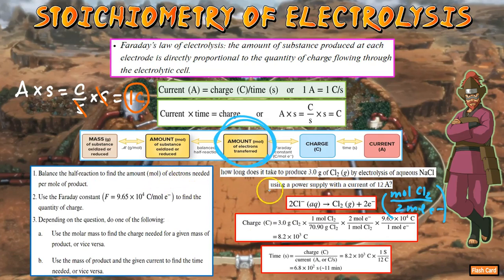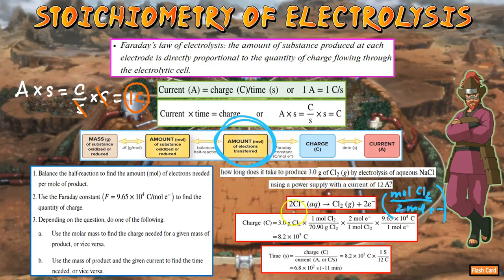We already have the moles of electrons and our conversion factor here. We're going to use Faraday's constant to find the quantity of charge. Before we do that, let's start right where we're at here. Based on the question, they're starting off with 3 grams of CO2 gas, and they want us to figure out how long it takes to produce that 3 grams of CO2 gas.